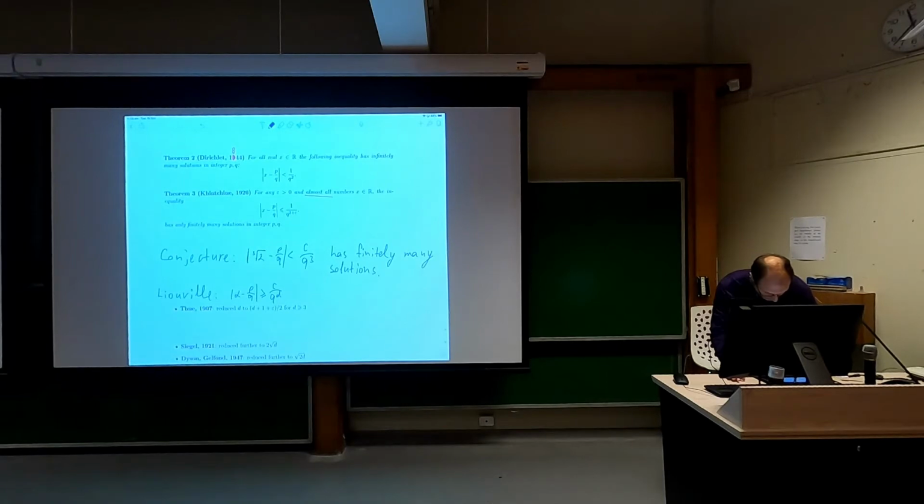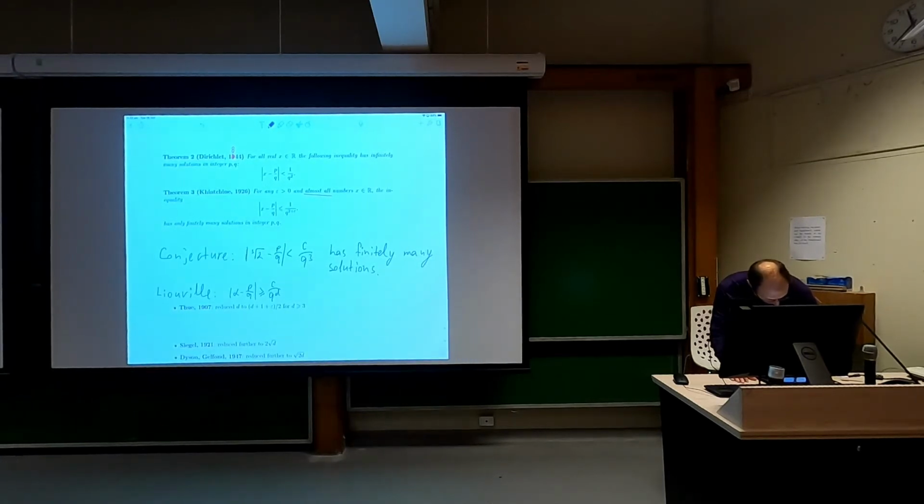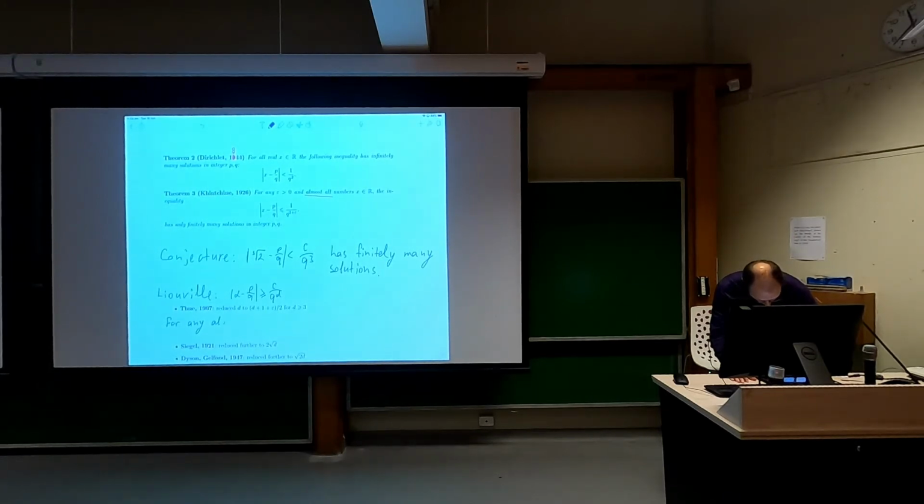So let me formulate it: for any algebraic alpha of degree at least 3, the inequality |alpha minus p over q| at least 1 over q to the power (d plus 1) over 2 plus epsilon has finitely many solutions in p and q.